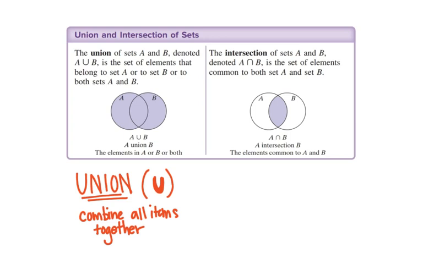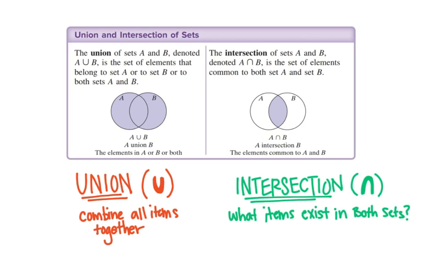Okay, but there's also something called the intersection. And the intersection of two sets is talking about what do those two sets share? What do they have in common? And we use, instead of the U, the upside down U to stand for intersection. So let's make it come alive a little more by doing some examples.